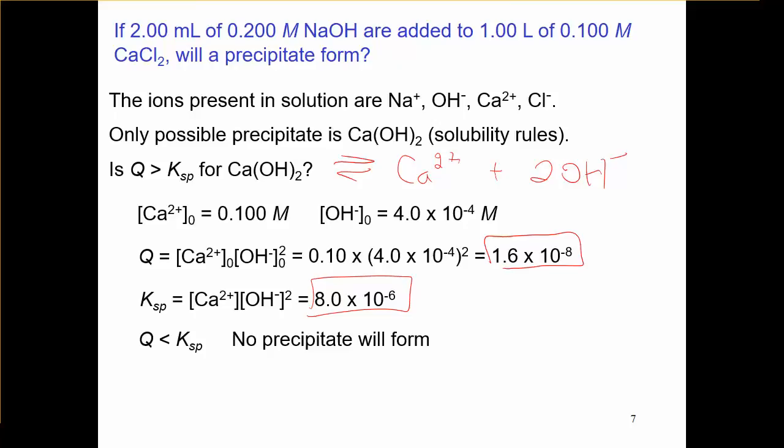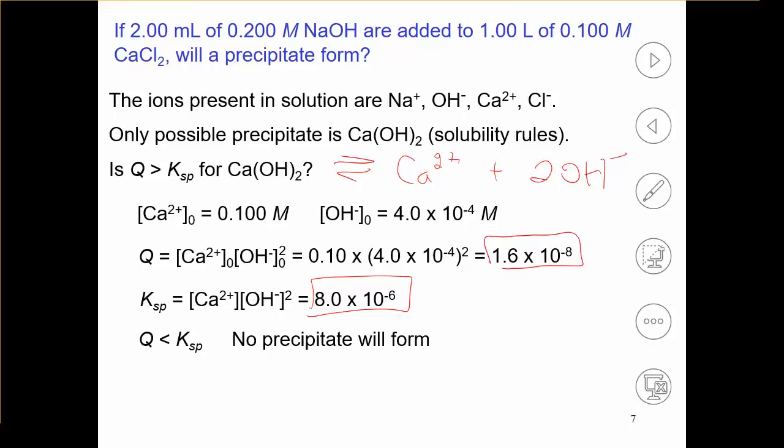How would it have formed? Well, if Q was greater than the KSP, then a precipitate would have formed. Then it would have been supersaturated and it would have precipitated out of solution until it had reached its equilibrium again. It would have gotten rid of all that extra until it reached its equilibrium.